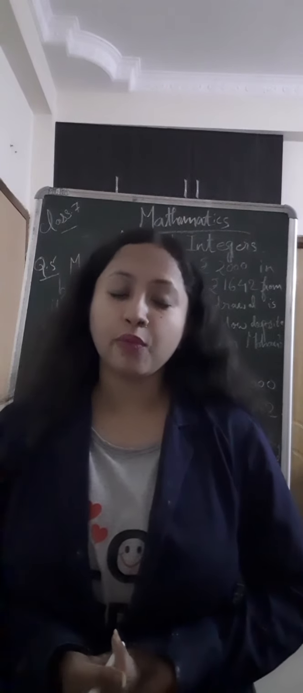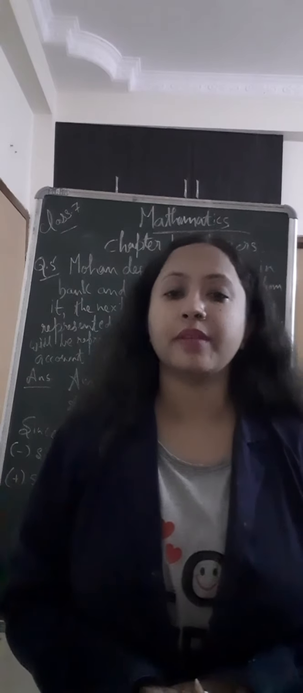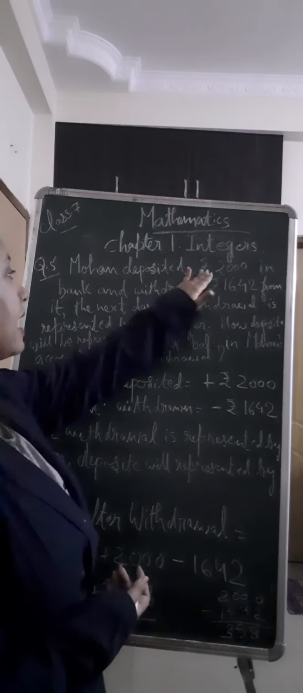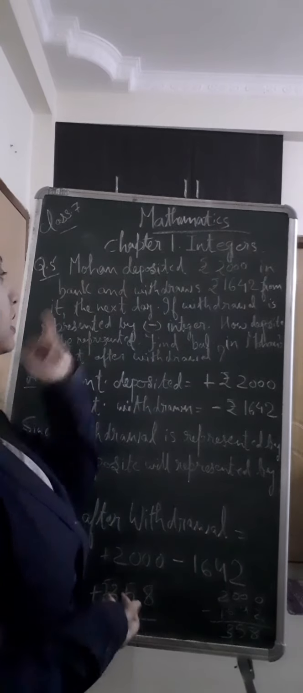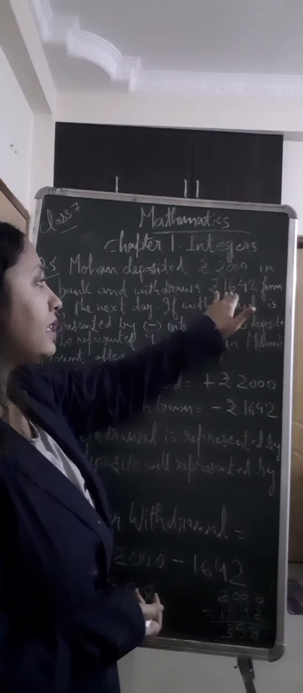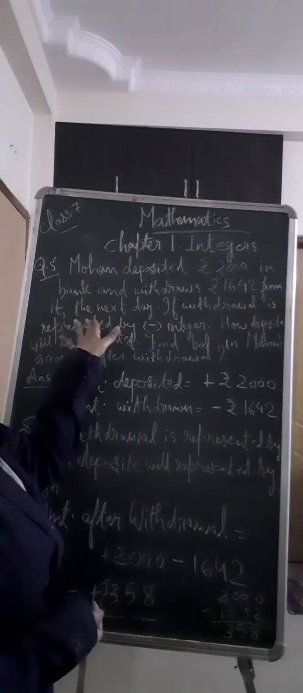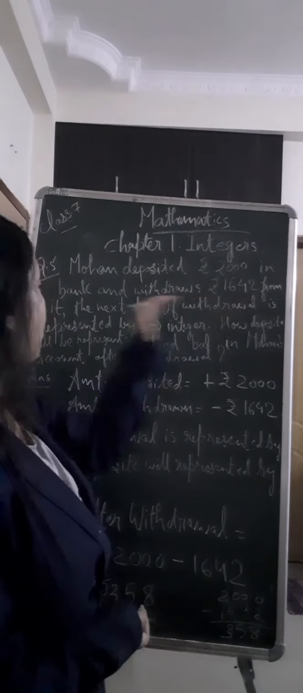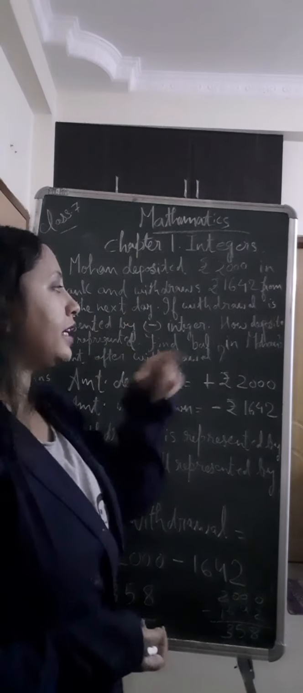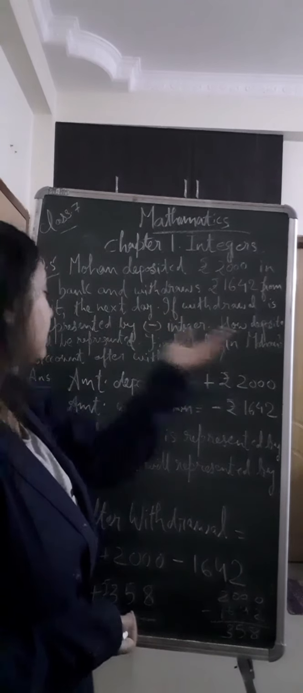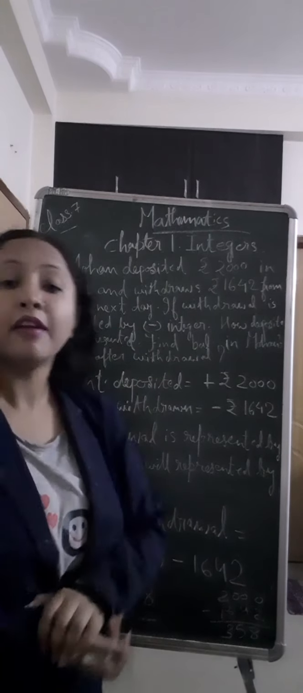So children, now we will be discussing question number 5. Let us see the question. It is given that Mohan has deposited 2,000 rupees in his bank account and he withdraws rupees 1,642 from his bank account the very next day. Now, if the withdrawal is represented by a negative integer, how will the deposit be represented, and find the balance in Mohan's account after the withdrawal.